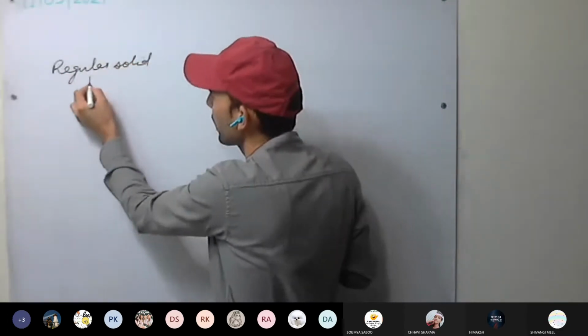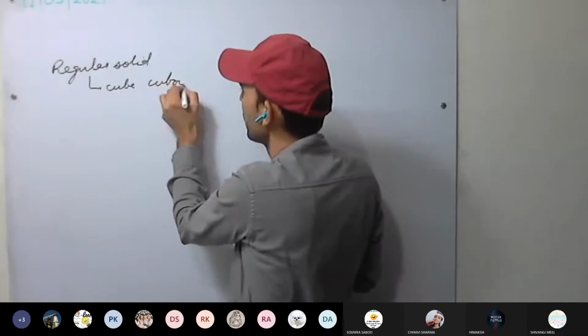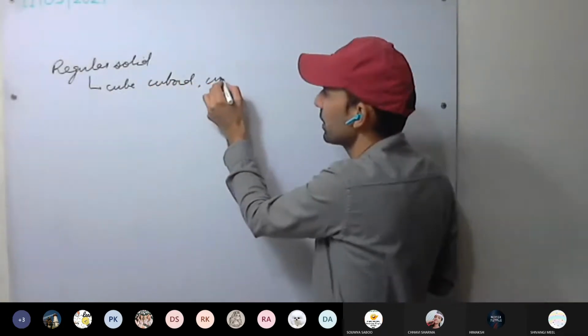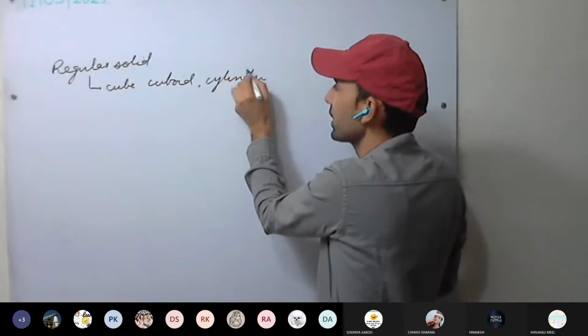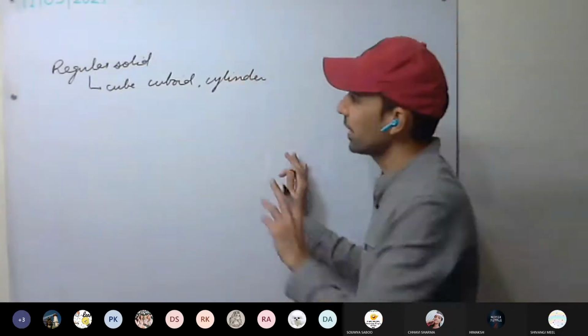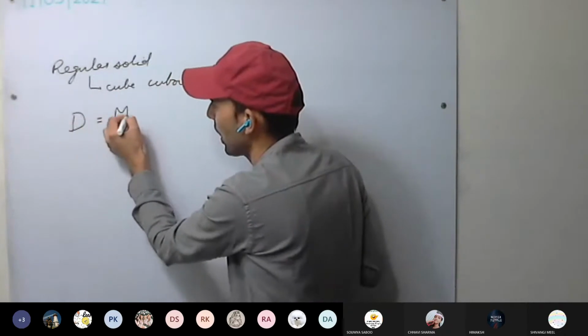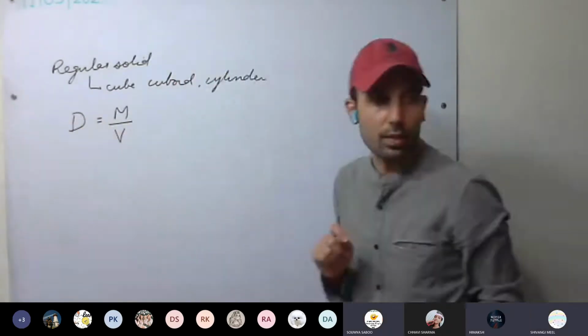Any example of regular solid? Cube, cuboid, cylinder, cone, etc. Mainly these three. And how did we measure? What is density? Mass upon volume.